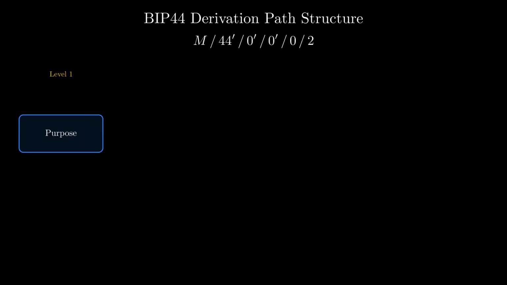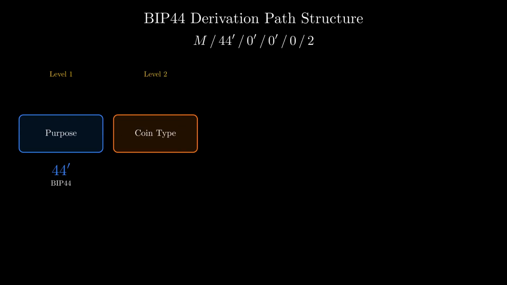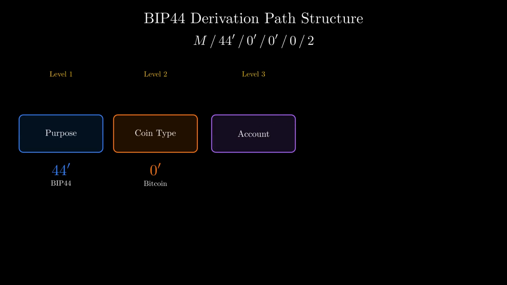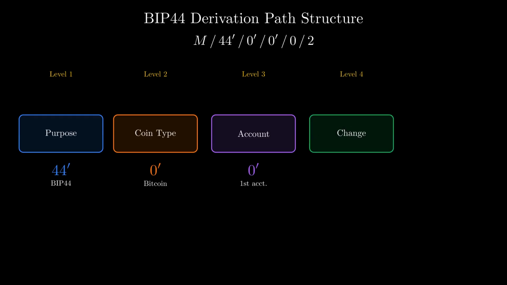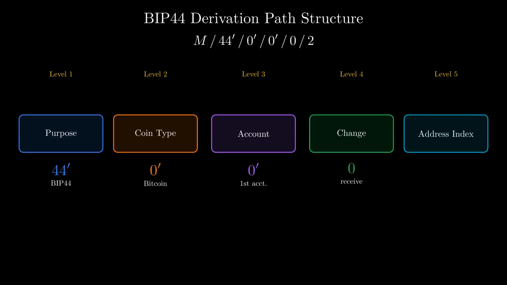Here's the BIP44 structure. Level 1. Purpose, always 44 prime, identifying the standard itself. Level 2. Coin type, 0 prime for Bitcoin, 60 prime for Ethereum, and so on. Level 3. Account prime, letting you separate funds like a business account from a personal account. Level 4. Change, 0 for receiving addresses, 1 for internal change addresses. Level 5. Address index, a simple counter.